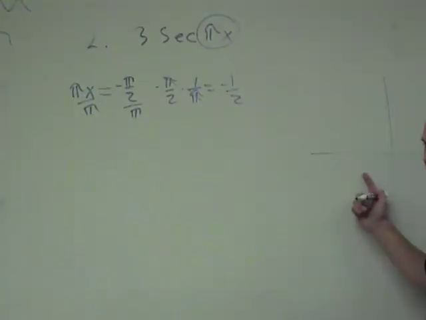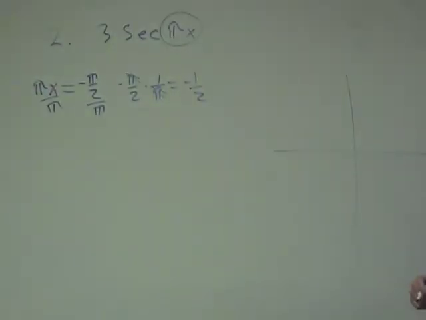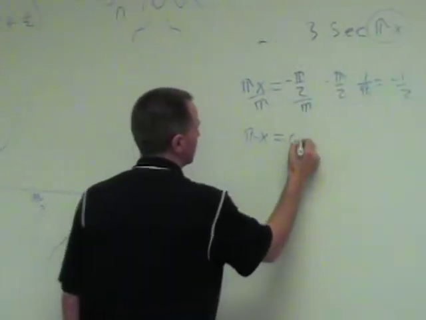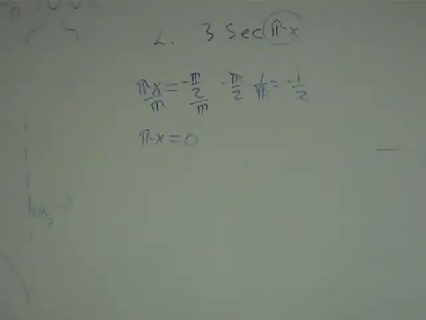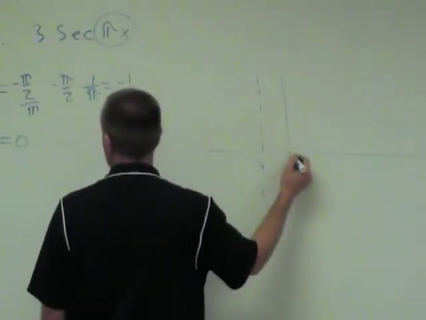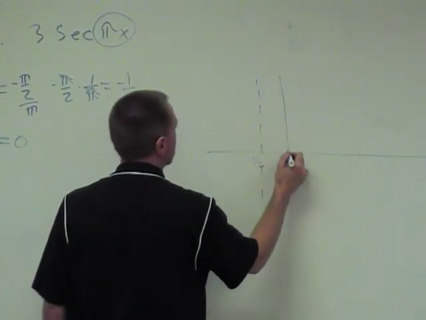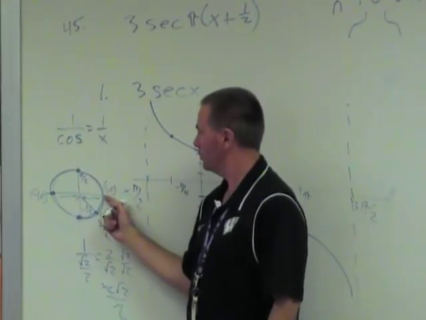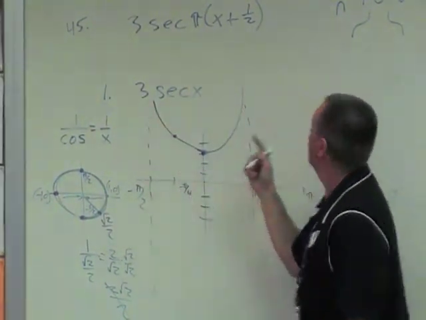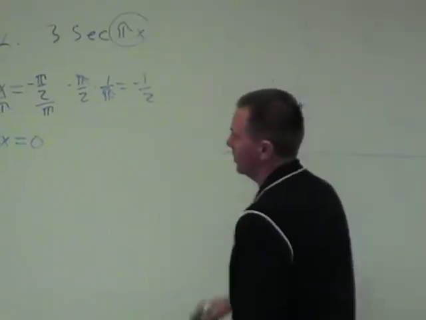Okay, so that tells me in this graph that this asymptote, negative pi over 2, is going to be at negative 1/2 on this graph. Okay? The next one I did, I'm going to just use this one. The minimum was at 0. So pi times x equals 0. What's x have to be? 0. Okay, so when I plug 0 in, pi times 0 is 0. The secant of 0 is what? The secant at 0 is? One over x. 1 times 3. 3. Okay? That's not changed.